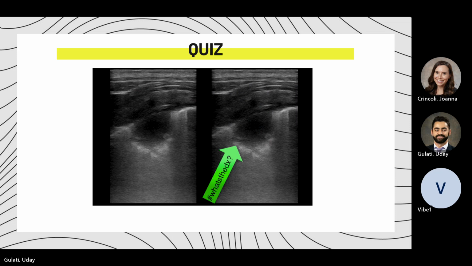Say you get to your space between your ribs and you see this. How would you guys characterize this? Anyone?